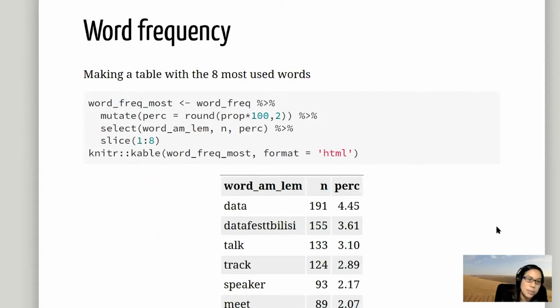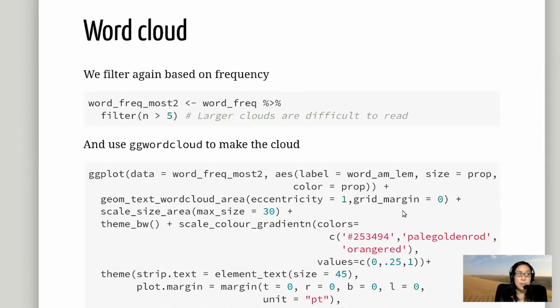Now we can make a table, for instance, of the 8 most popular words. So the only thing that I'm changing here is that I'm adding one variable that is the percentage instead of the proportion of the word appearance. I just use the percentage, which is proportion times 100 and then rounded to 2 decimals. And then I'm just showing the word and the percentage and the first 8 words. So this is the result. We have the words, n, and the percentage. So this is the word frequency.